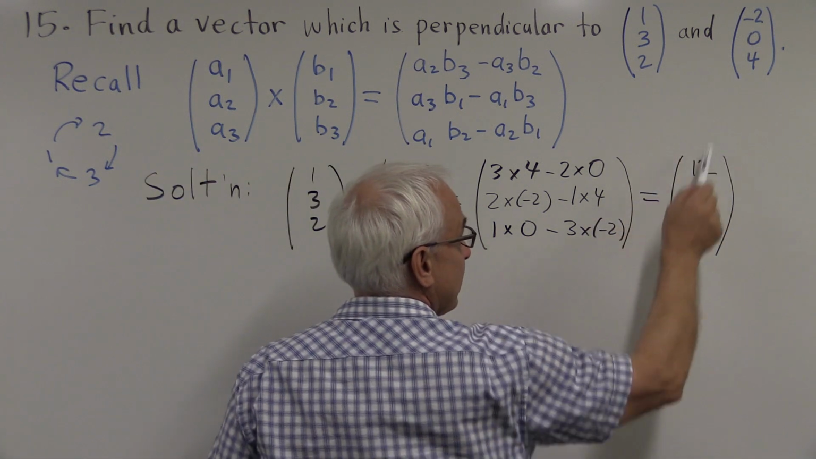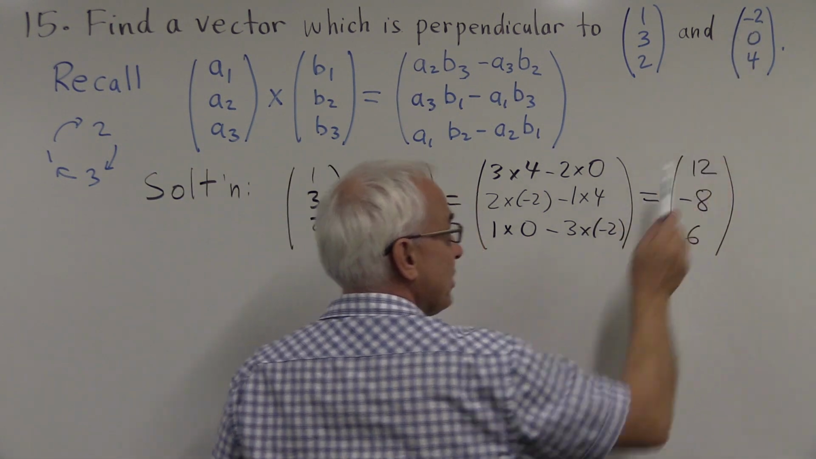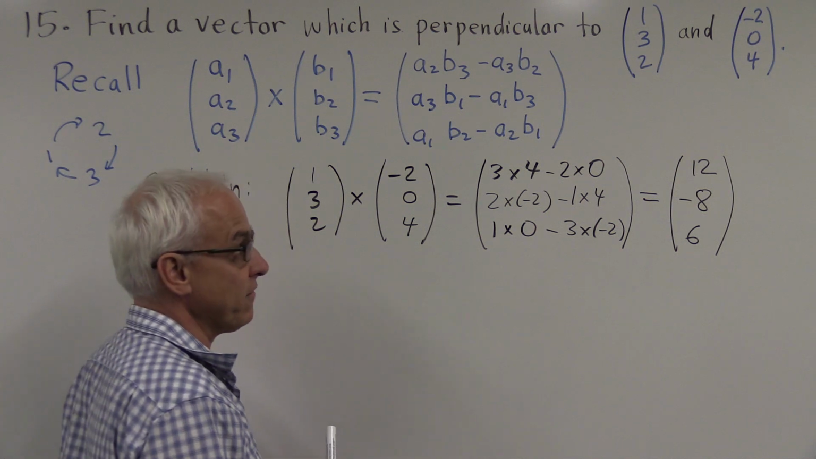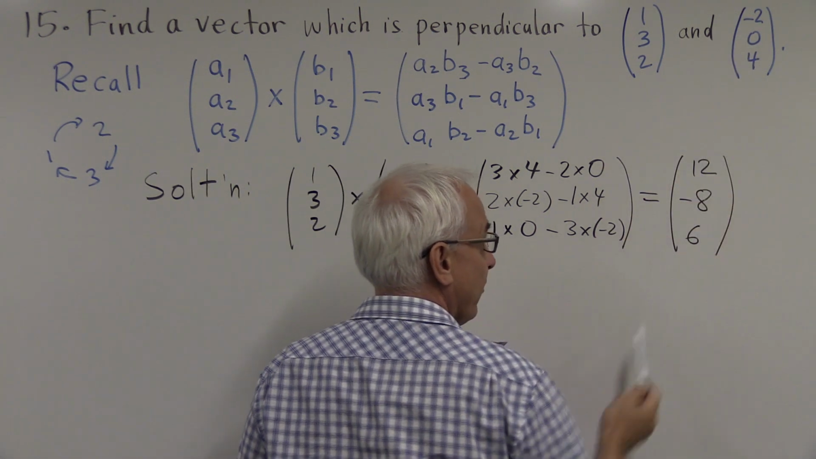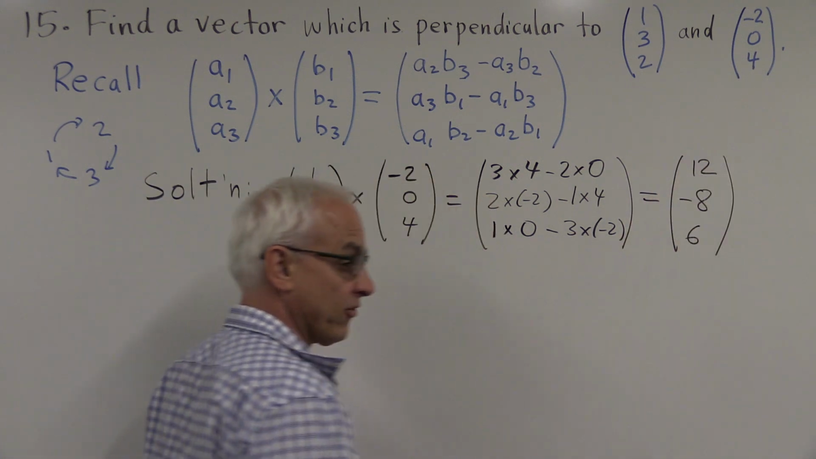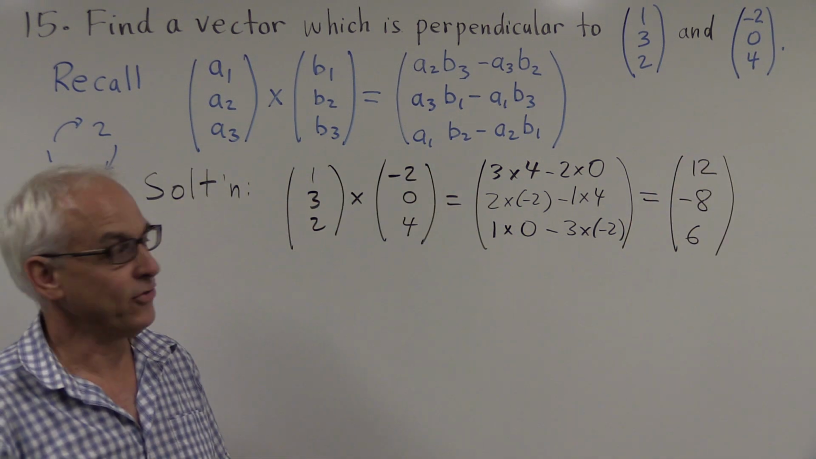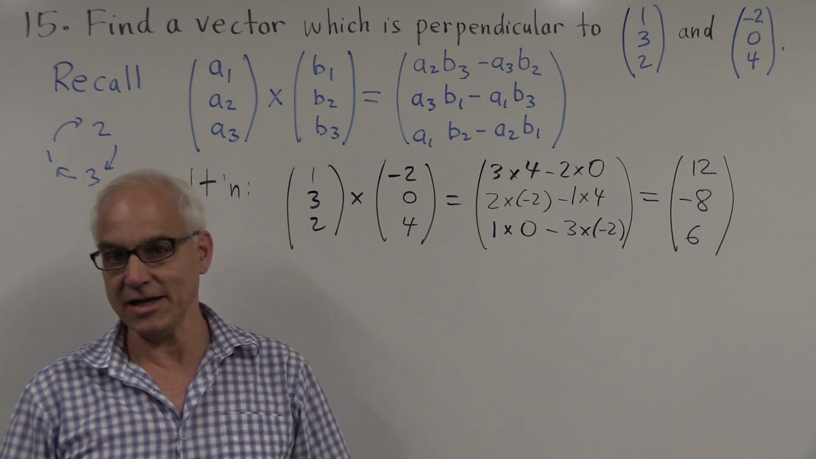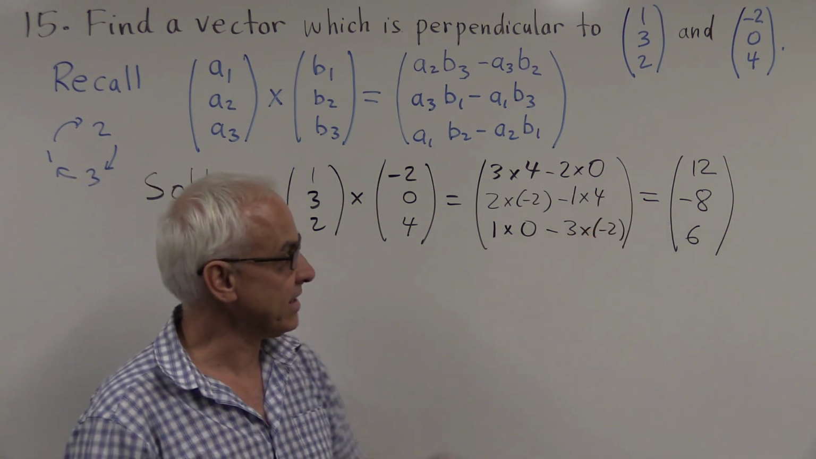And here again, take the dot product, we get minus 2 times 12 is minus 24. Plus 0 times minus 8, that's plus 0. And plus 4 times 6 is plus 24. So again, a total of 0. So yes, indeed, that's the answer. The answer is 12, minus 8, 6.